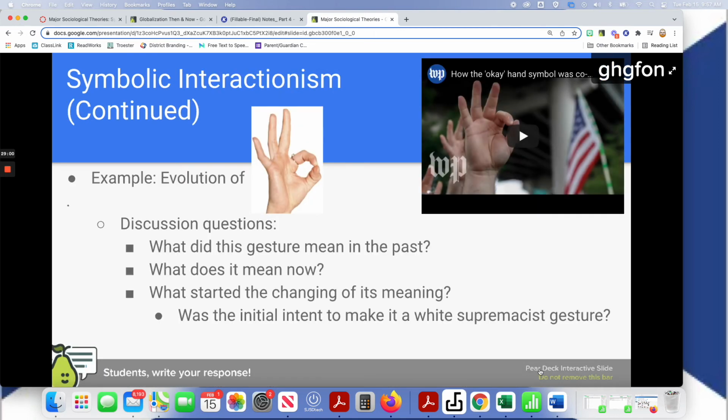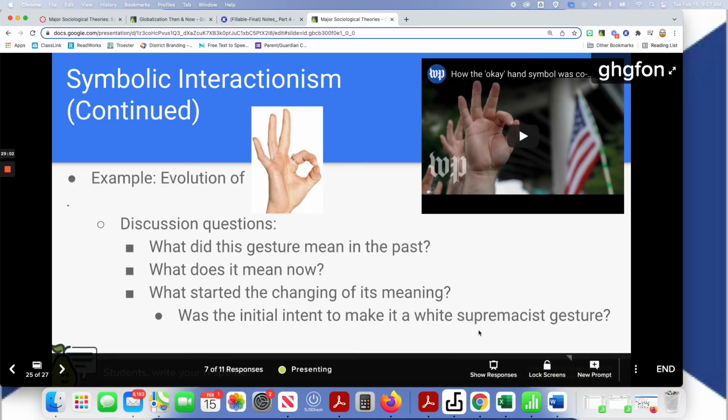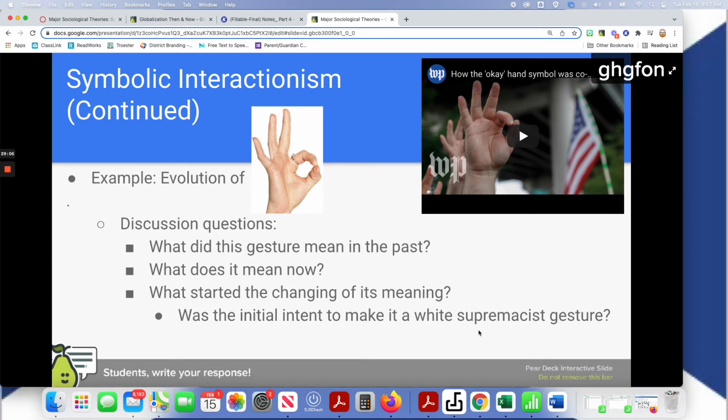All right. Okay. We'll just add those two questions together. What started the changing of its meaning? And was that initial intent to create a new white supremacist gesture? Is that how it started on 4chan? They were looking to just create a new way for white supremacists to signal each other?